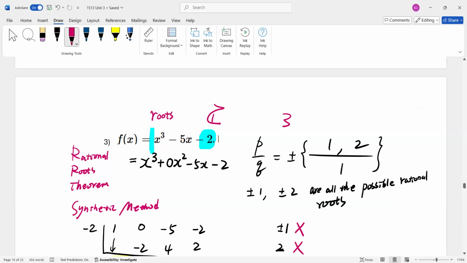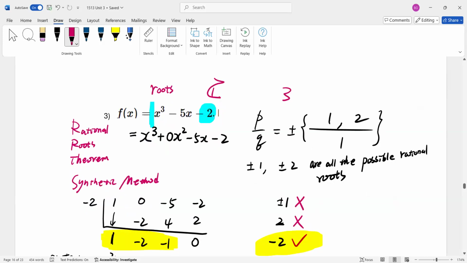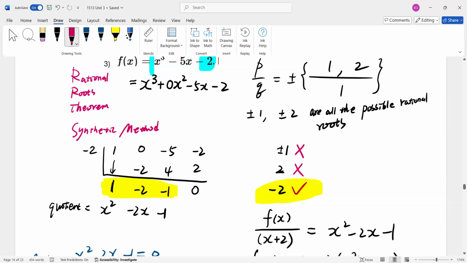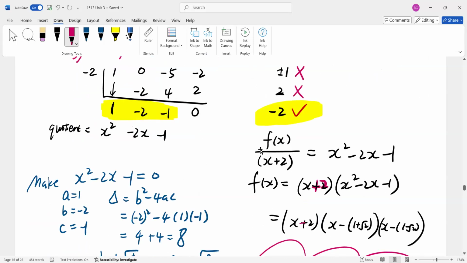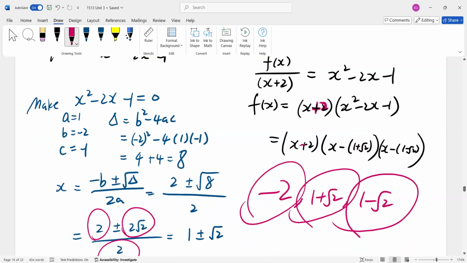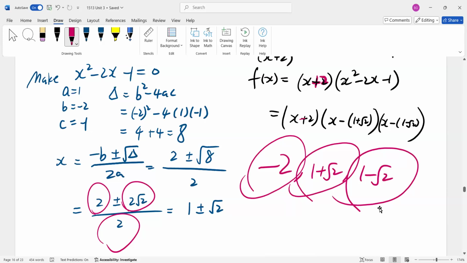This problem is degree 3, so we know we are going to have 3 roots. Since the factorization is not convenient, we don't do factorization, so we tried the rational roots theorem. We found 4 potential rational roots, and then we applied the synthetic method and found 1 actual root, which is -2. Then we can write the polynomial function as x plus 2 times a quadratic factor. For the quadratic factor, we can always use the quadratic formula to find the other two roots. Together, we have 3 roots.